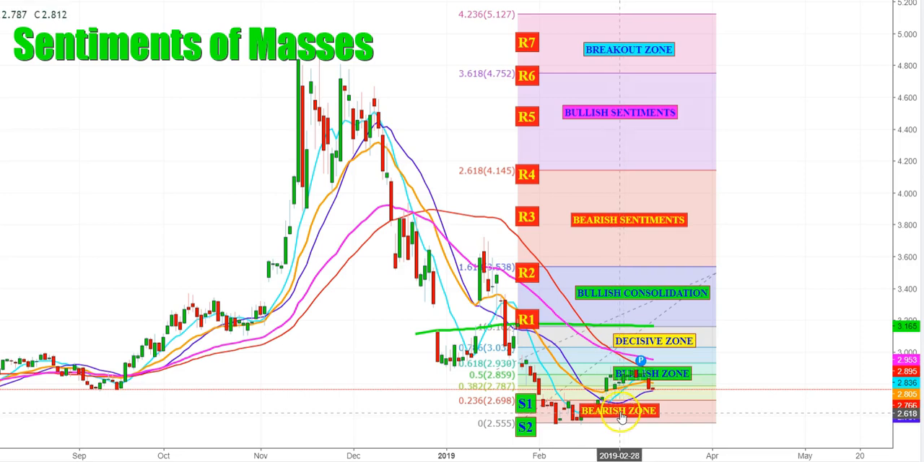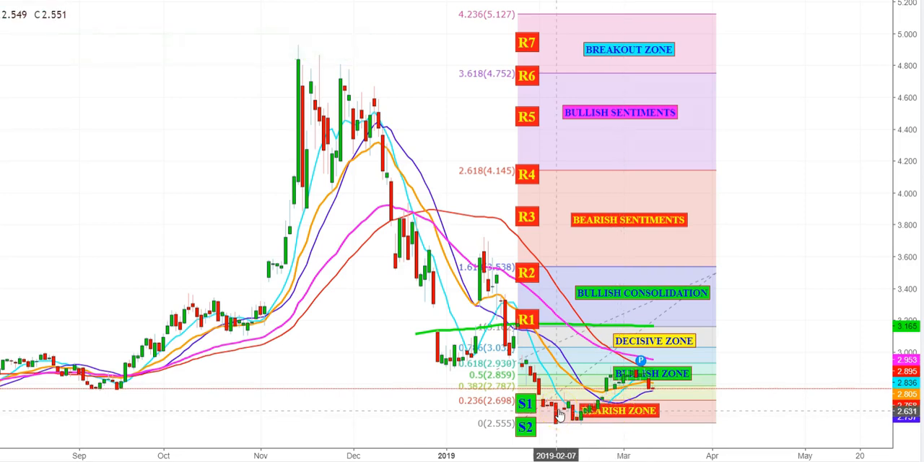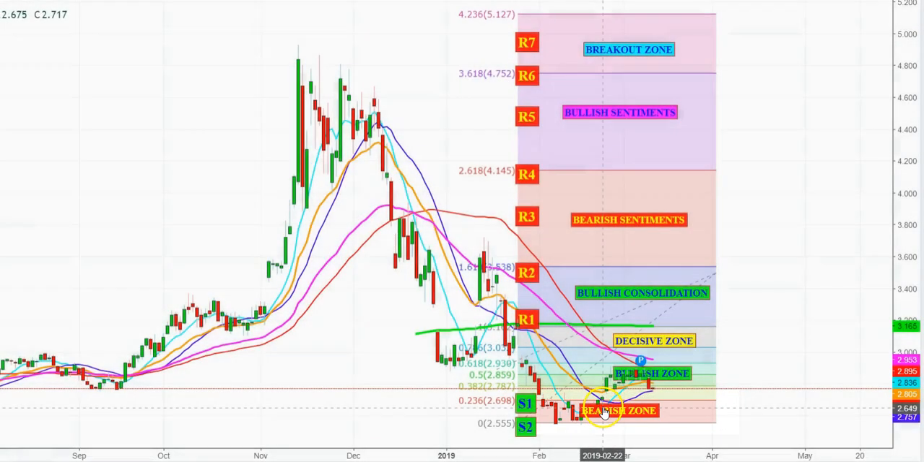This is my bullish zone. When the natural gas futures trade inside this zone, natural gas futures come under pressure, and I call this zone a bearish sentiment zone. As here you can see that I have defined this zone as bearish sentiment zone. This is my bullish sentiment zone. This is my decisive zone. This is my bullish consolidation zone.